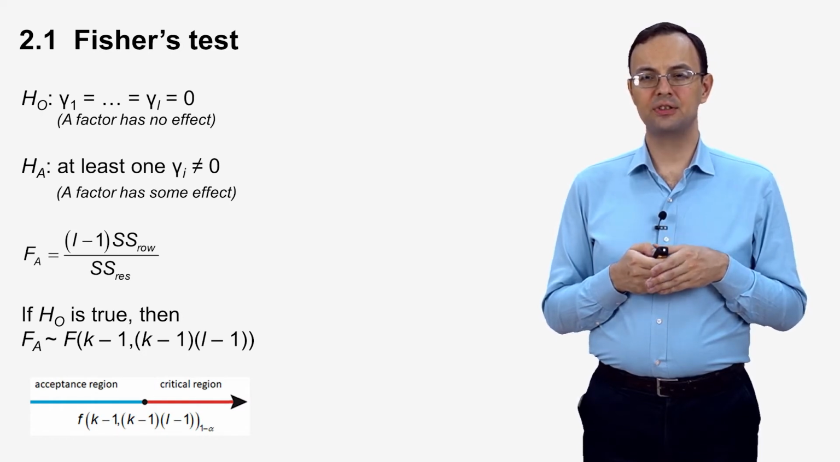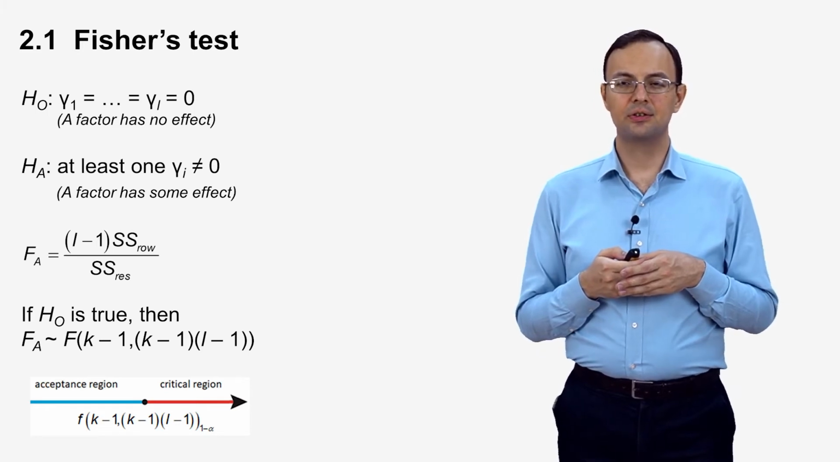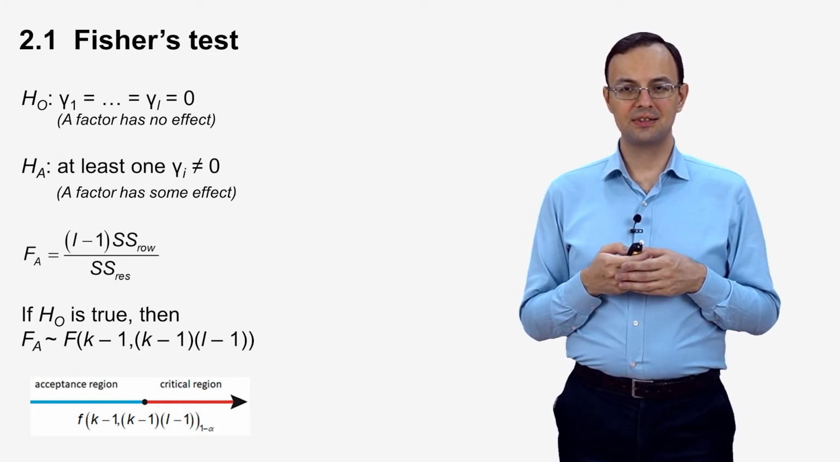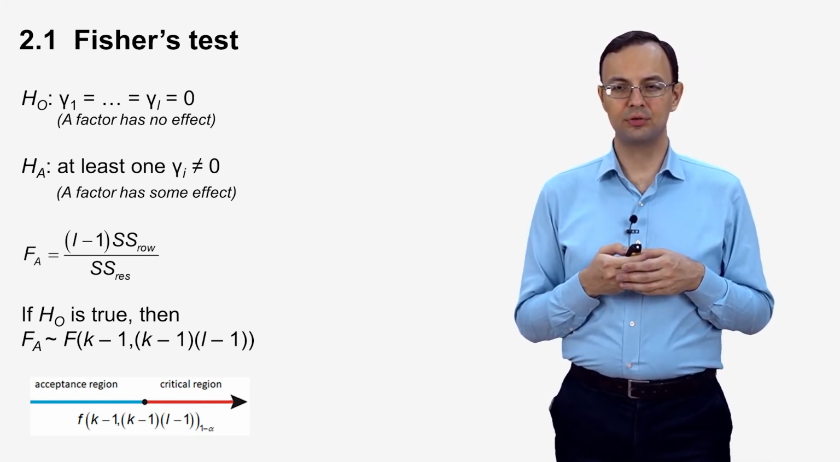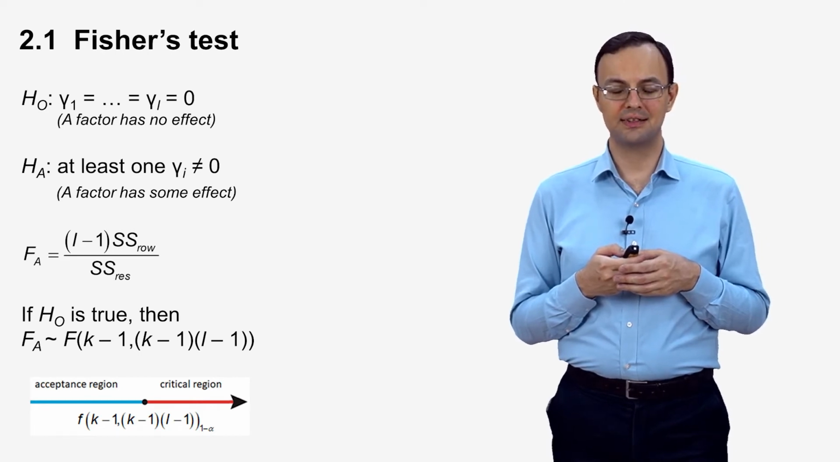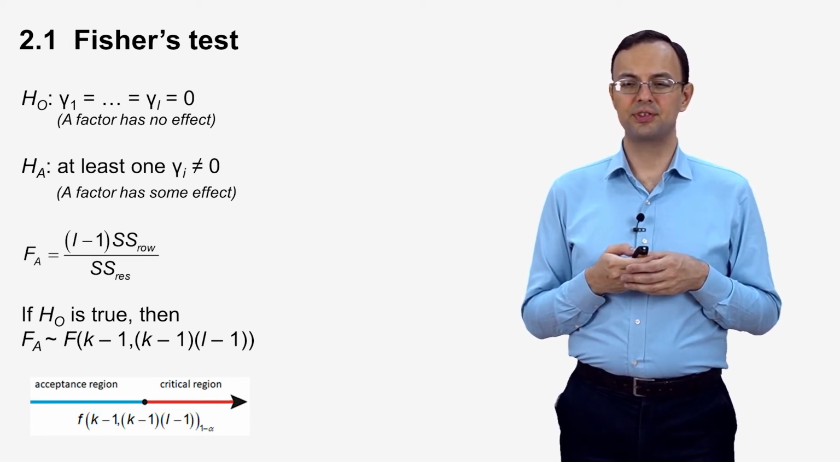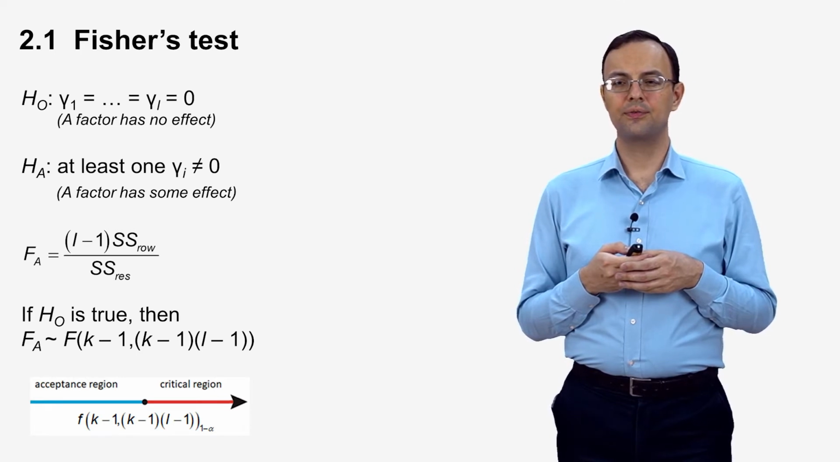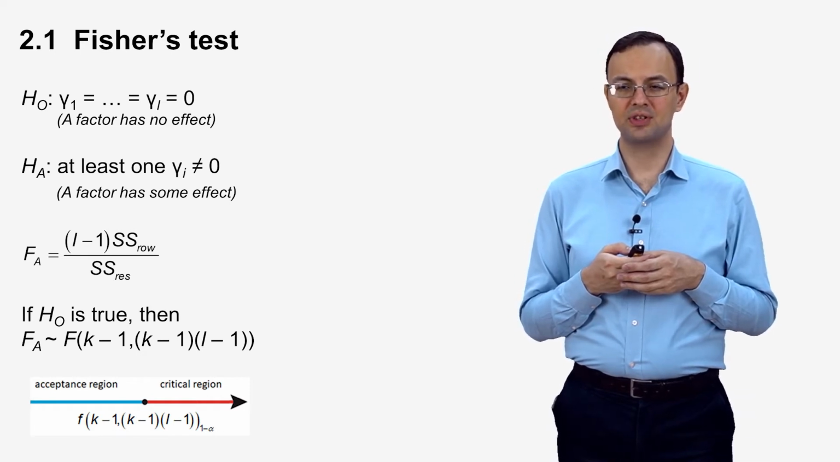We can test a hypothesis that A factor has no effect against an alternative that A factor has some effect. The test statistic for this test is L minus 1 times SS rho divided by the residual SS. And if the null hypothesis is true, then the test statistic follows Fisher distribution with number of degrees of freedom k minus 1 and k minus 1 times L minus 1.